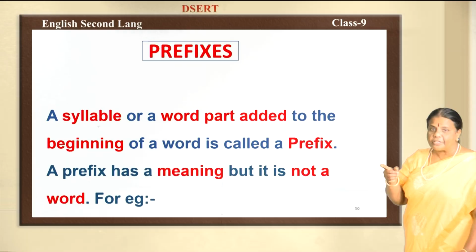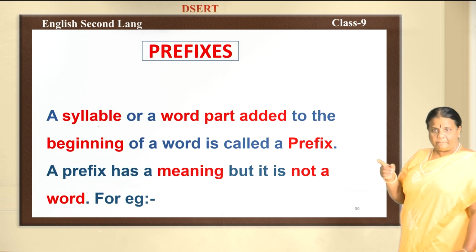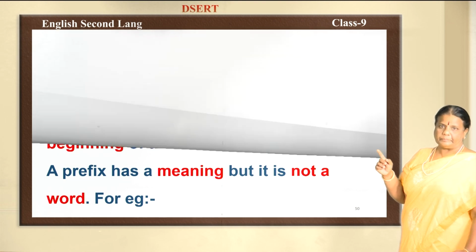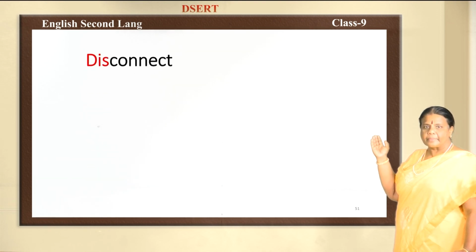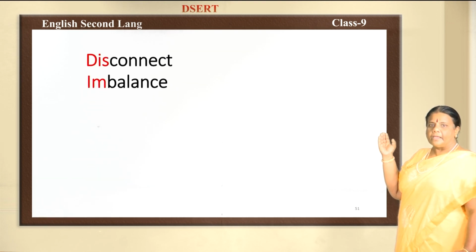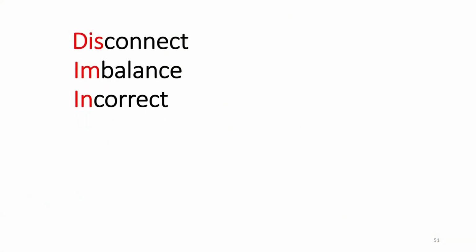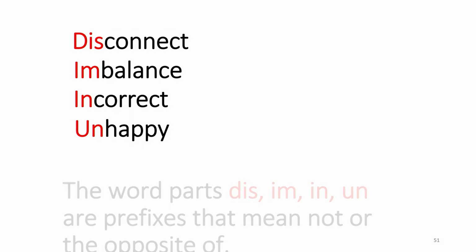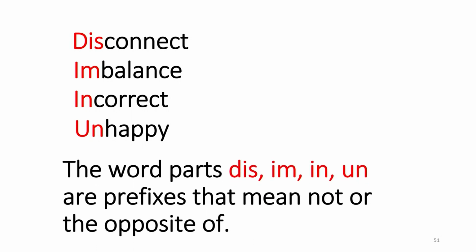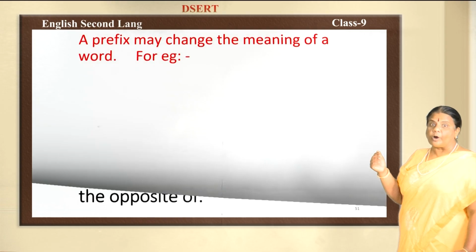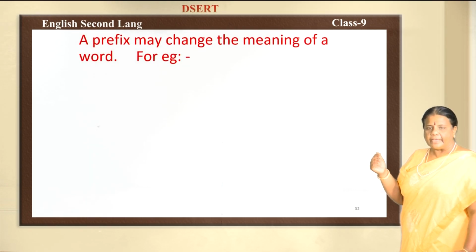Did you get it clear, children? A prefix has a meaning, but it is not a word. For example, look at these words: disconnect, imbalance, incorrect, unhappy. The word parts dis, im, in, un are prefixes that mean not or the opposite of. Is it clear, children?